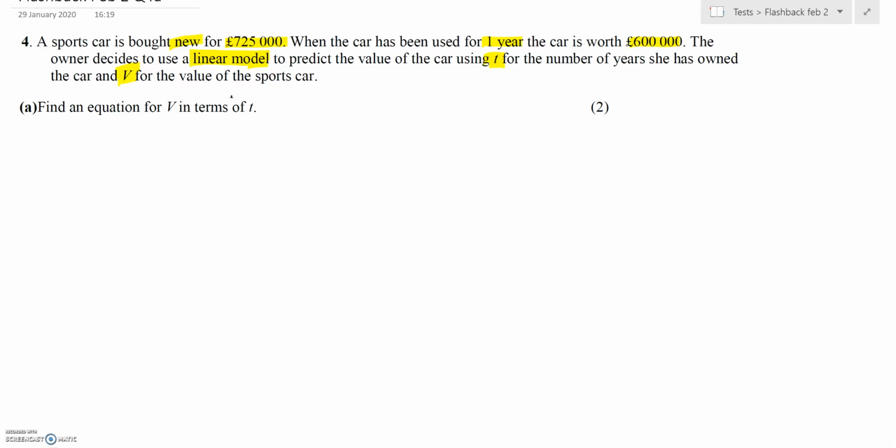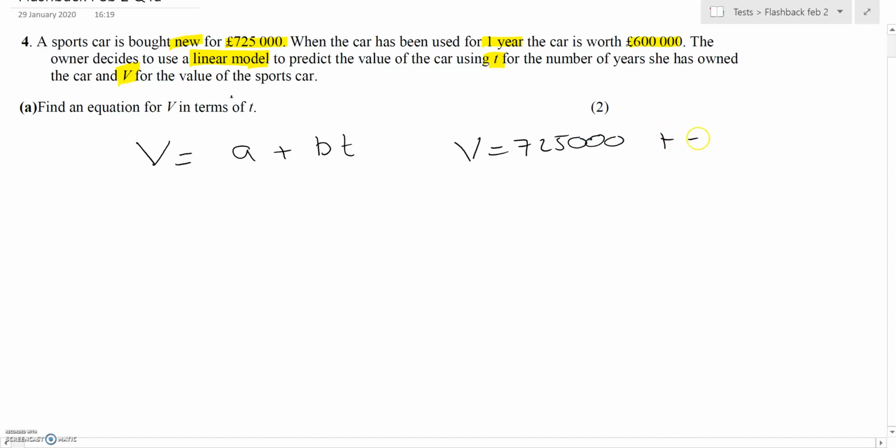so let's think that implies that V must be equal to A, where A is just some constant, plus B, where B is another constant, T. And we've been told that V is equal to 725,000 when T equals 0, and we also know that V is equal to 600,000 when T equals 1. From this information, we can work out the gradient.